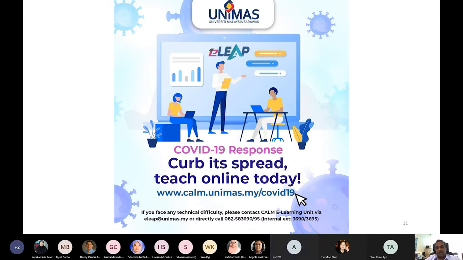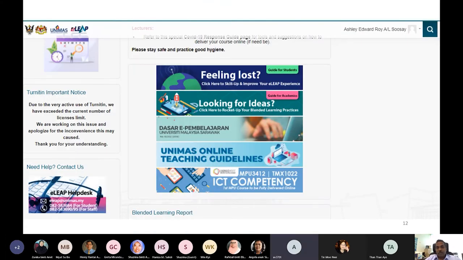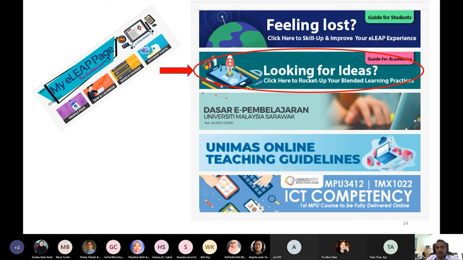Now, if you scroll down further on the same page, you'll find these hotspots, basically e-learning engaging guidelines, and then ICT competency. All these are very useful. I would advise you to have a look at this. There's a lot of resources behind this hotspot.